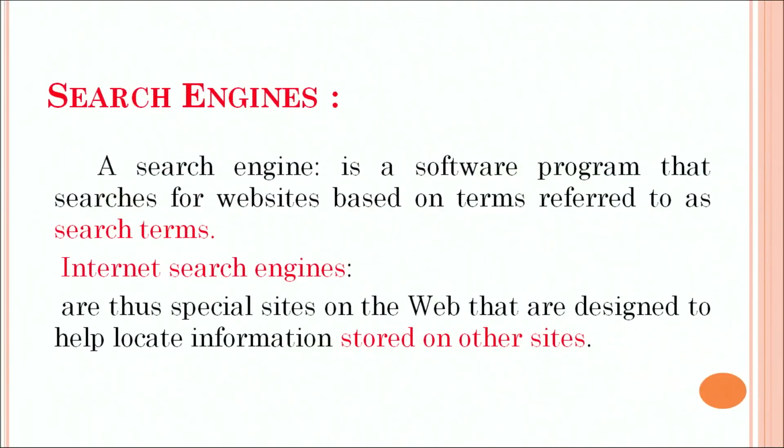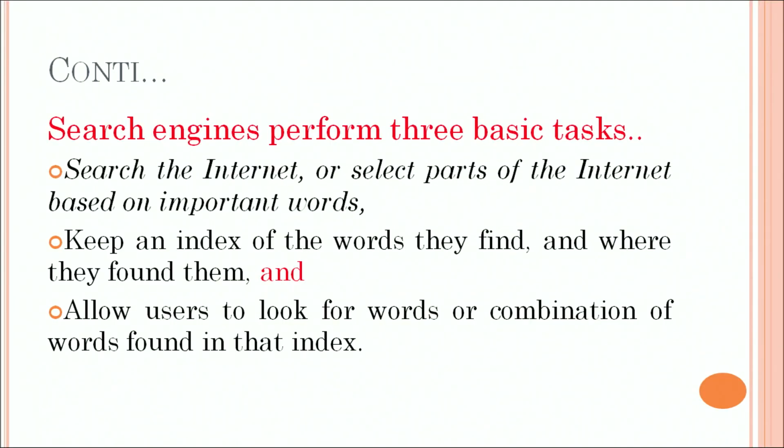Search engines. What are basically the search engines? The search engine is a software program that searches for websites based on the terms referred to as search terms. Internet search engines are thus special sites on the web that are designed to help us locate the information stored on other sites. Search engines can perform three basic tasks: search the internet or select parts of the internet based on important words, keep an index of those words that they find and where they were found, and finally allow the user to look for the words or the combination of the words found in the index.